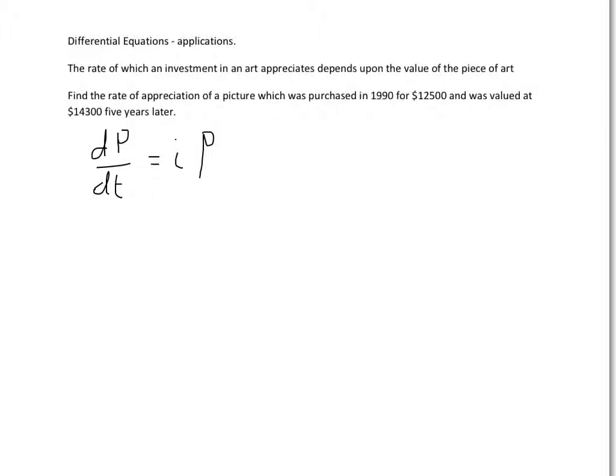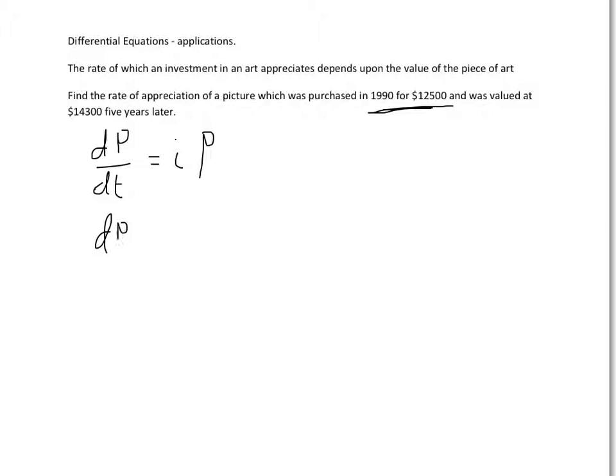You could use K, you could use any letter you want, okay? So now we've got ourselves a differential equation. We want to actually work out what was the initial, okay? So we've been given that initially in 1990 it was 12,500.